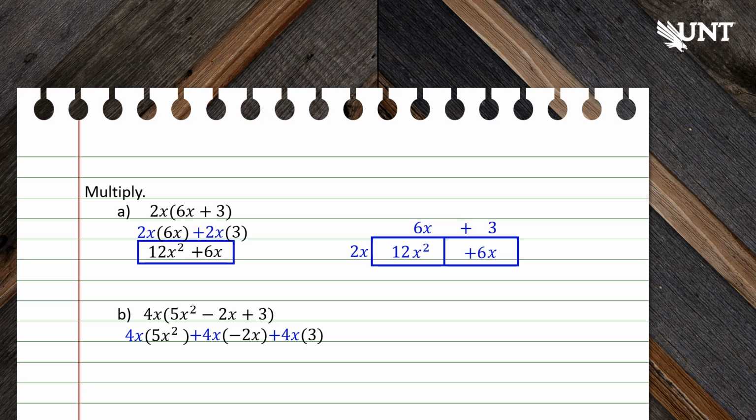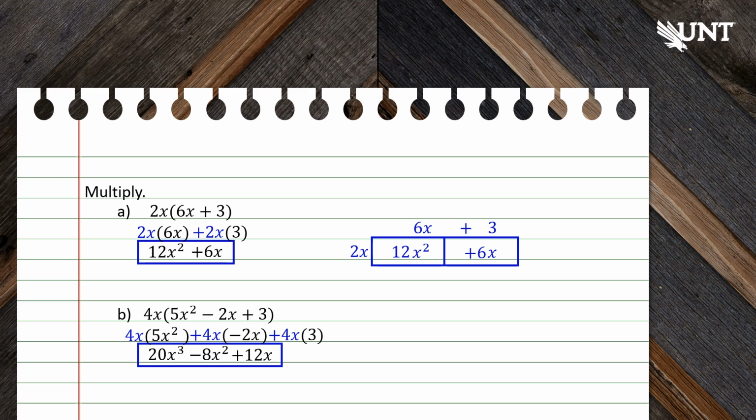Now we still have 3 terms, but we need to simplify each of them. Looking at the first term, we have 4x times 5x squared. That can simplify to 20x cubed. The middle term, made up of 4x times negative 2x, simplifies to negative 8x squared. And our last term, made up of 4x times 3, simplifies to 12x, making our answer 20x cubed minus 8x squared plus 12x.